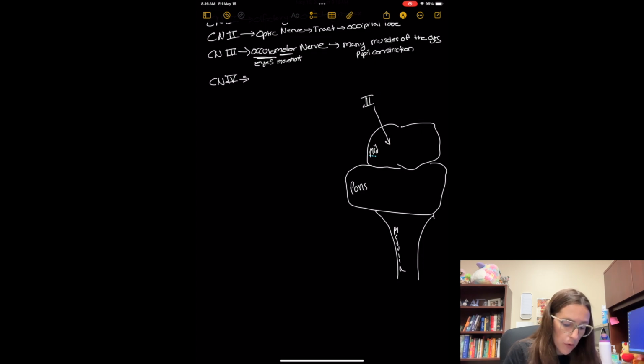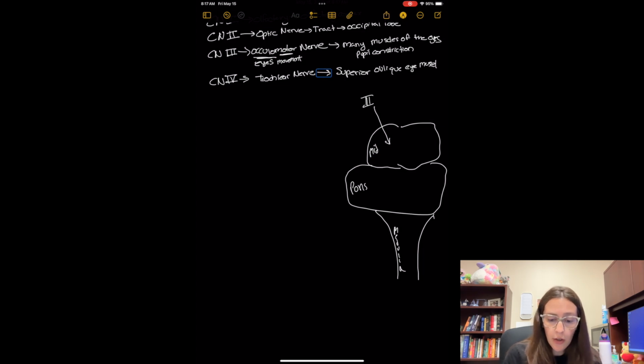Otherwise known as the trochlear nerve. And it only moves one muscle of the eye, but it moves the muscle of the eye. It moves our superior oblique eye muscle. Okay. And again, still going to be involved with the same sort of movement as cranial nerve 3 was, so it also is going to go to the midbrain.